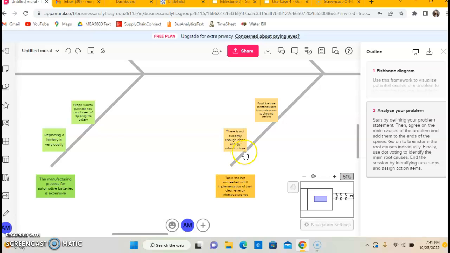There's not currently enough clean energy infrastructure, and fossil fuels are sometimes used to provide power to charging stations. So they can be kind of counterintuitive. They might be using electricity, but another fossil fuel might be powering the electricity generated or in the building of each of those power stations.